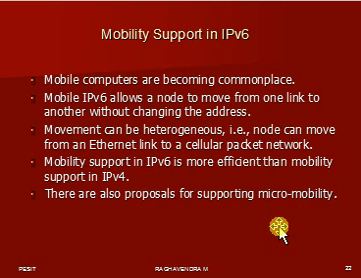And the mobility support in IP version 6. Mobile computers are becoming commonplace. Mobile IP version 6 allows a node to move from one link to another without changing its address. That is the advantage. The movement can be heterogeneous: a node can move from an Ethernet link to a cellular packet network. The mobility support in IP version 6 is more efficient than mobility support in IP version 4. There are also proposals for supporting micro mobility.